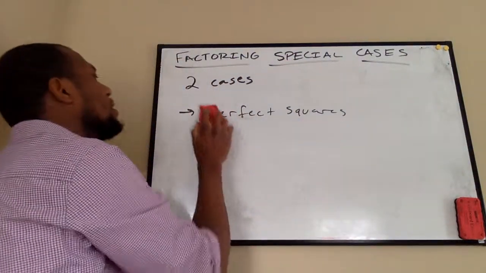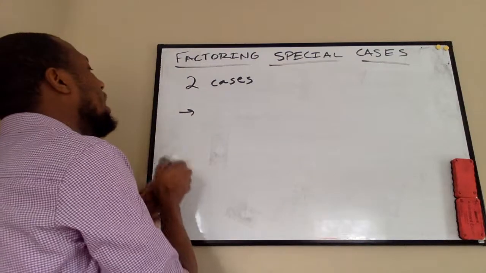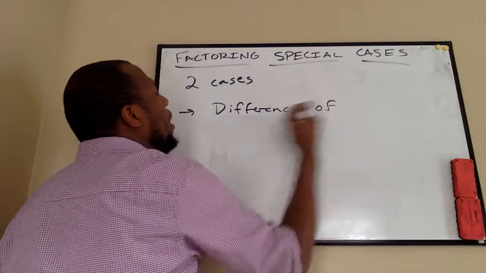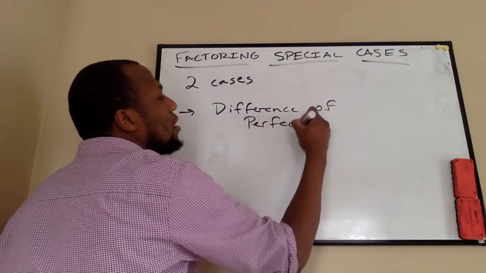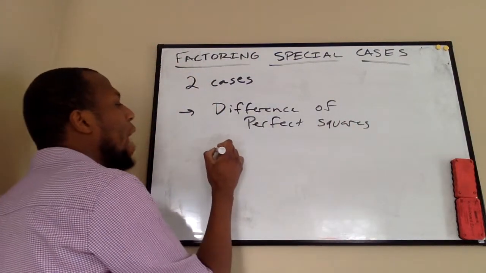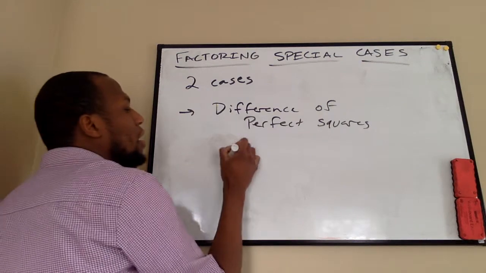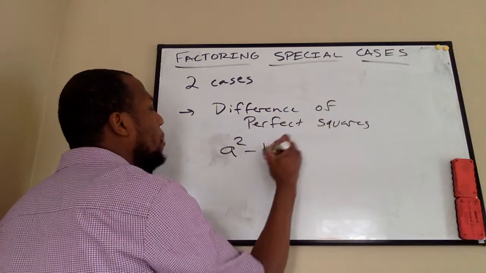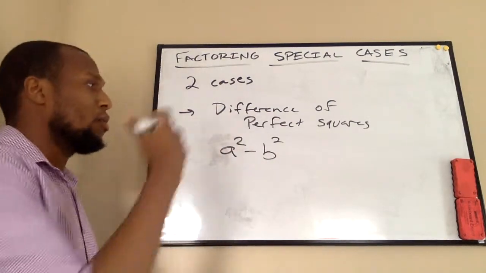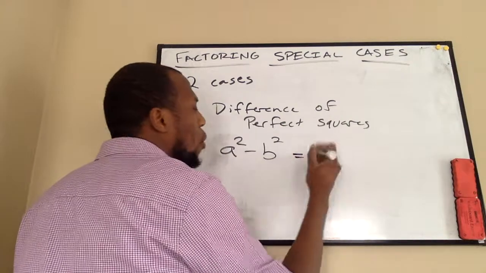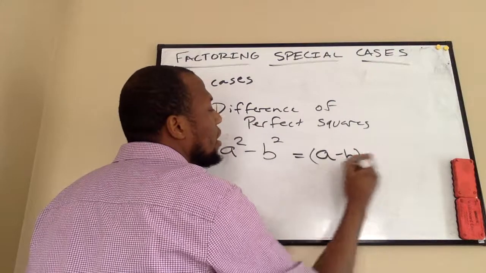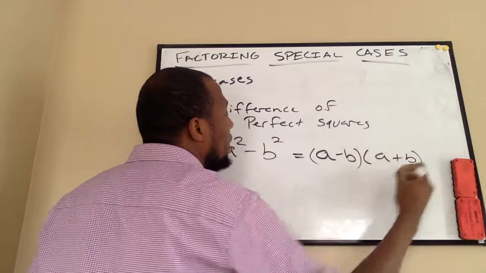The other case that we're going to discuss is a difference of perfect squares. When we start out with a squared minus b squared as our fully simplified standard form quadratic, or polynomial, we can factor that out to be a minus b times a plus b.